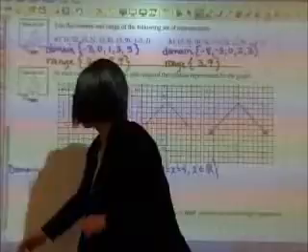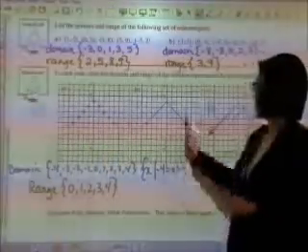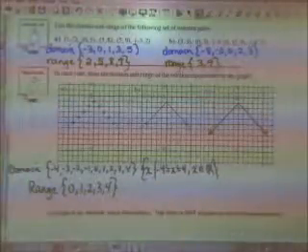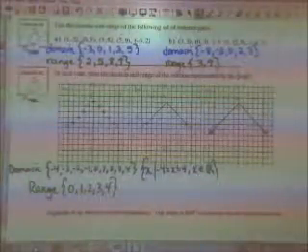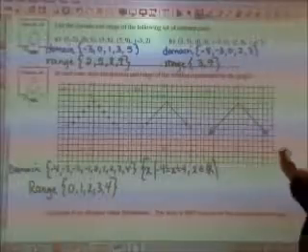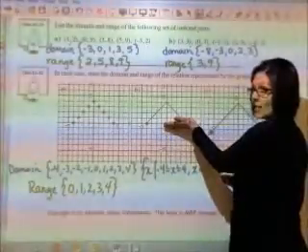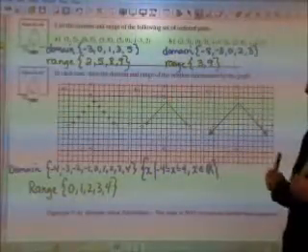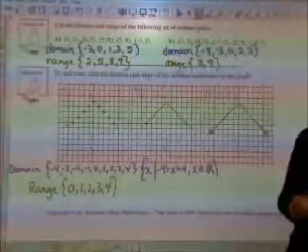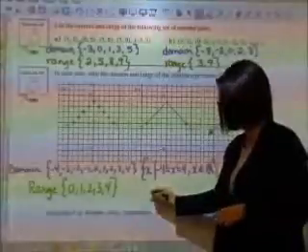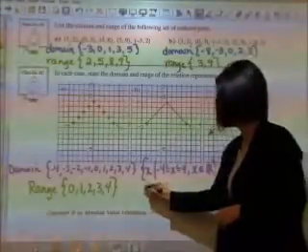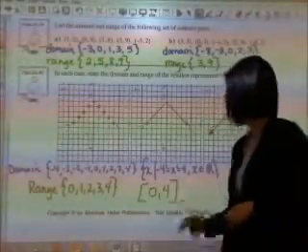So now if I look at my range of numbers, those are my y values. It's the same graph as before, only now my y values could be anything between 0 and 4. So if I wanted to use interval notation, I could write it as I go from 0 to 4, and I can include everything.